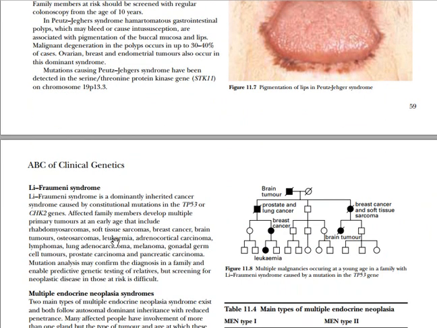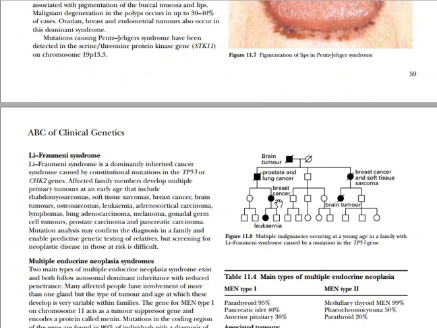Now, the next one is Li-Fraumeni syndrome. Li-Fraumeni syndrome is a dominantly inherited cancer syndrome caused by constitutional mutation of the TP53 gene. So this is also the BRCA1 gene and also BRCA2 gene. Li-Fraumeni syndrome consists of adrenocortical carcinoma, lymphoma, lung adenocarcinoma, melanoma, gonadal germ cell tumor, and all these tumors. So they have excess tumors because of the mutation at the level of the CHK2 gene and the level of the TP53 gene.